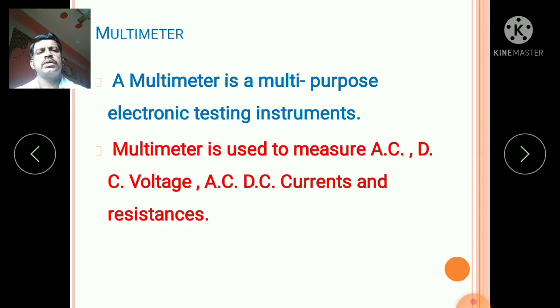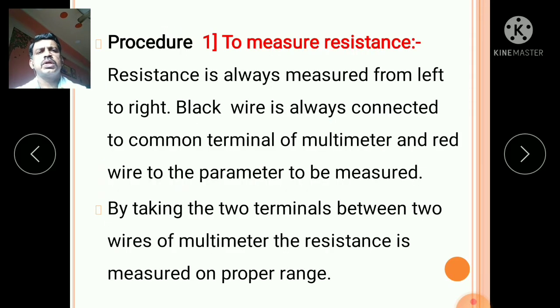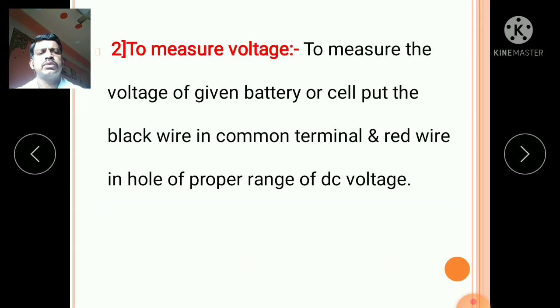Multimeter. A multimeter is a multi-purpose electronic testing instrument. A multimeter is used for AC and DC voltage, AC and DC currents, and resistances. Procedure. Resistance is always measured from left to right. The black wire is always connected to the common terminal of the multimeter, and the red wire to the parameter to be measured. By taking the two terminals between the two wires, the resistance is measured on the proper range.